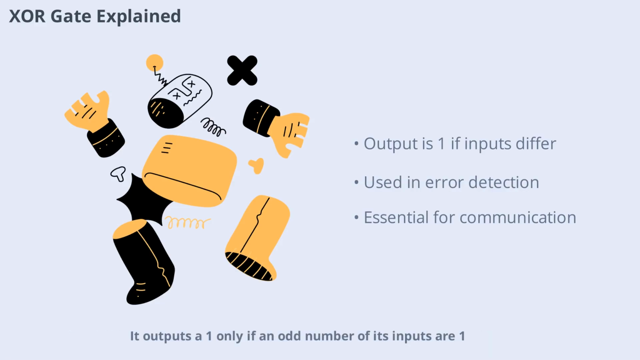It outputs a 1 only if an odd number of its inputs are 1. In the case of two inputs, the output is 1 if the inputs are different and 0 if they are the same. XOR gates are commonly used in circuits that need to detect differences, such as error detection and data transmission. Their unique behavior makes them essential in digital communication.